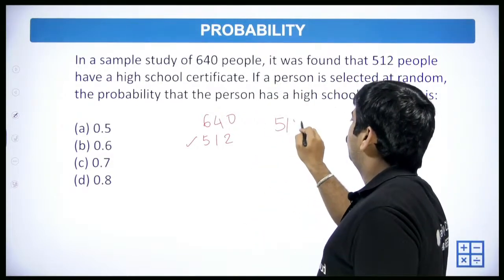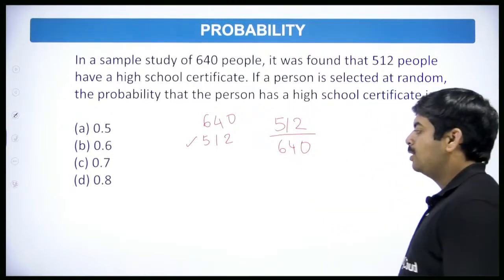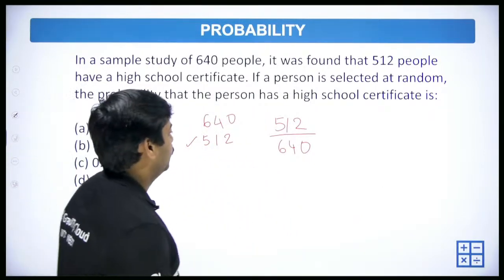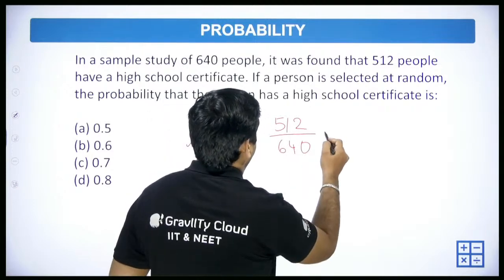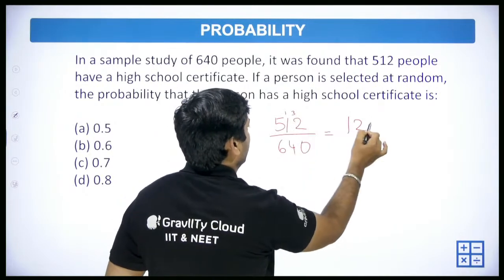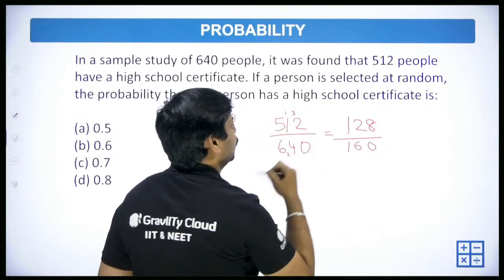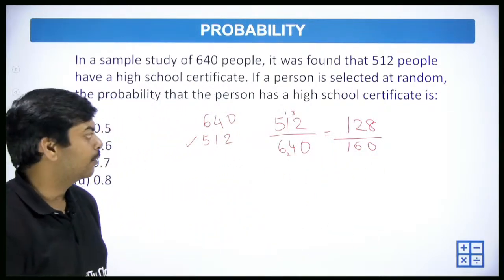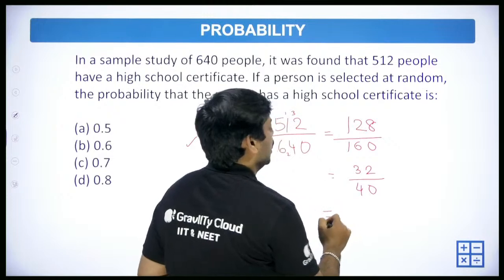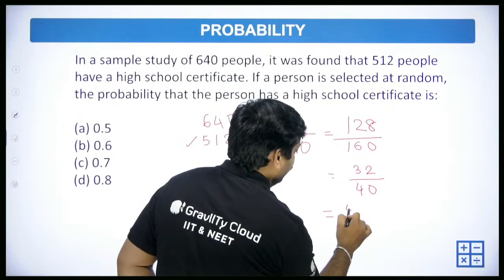So we need to find 512 by 640. So we need to find what is the value, 0.5 or 0.6, 0.7 or 0.8. Let me calculate that. Maybe first we can cancel with 4, I think. So 4 ones are 4, 4 twos are 8, 4 8s, 128 by 160. I think we can cancel once again with 4, right? 32 by 40, with 8 you can cancel. 8 4s are 32 and 8 5s are 40.